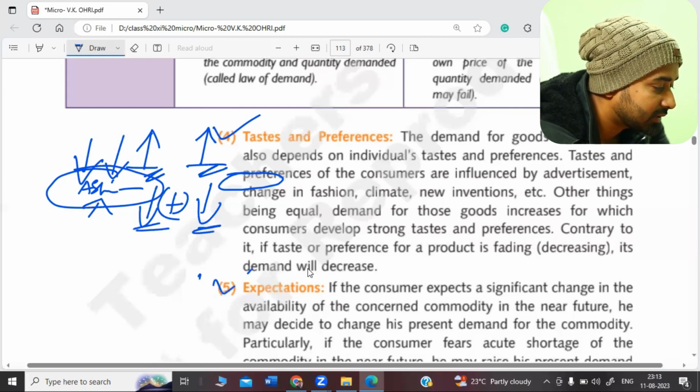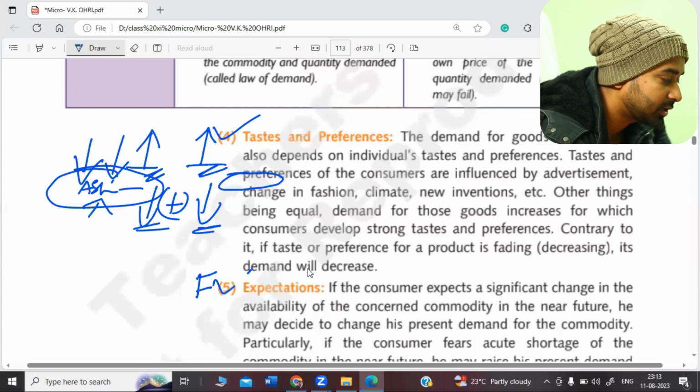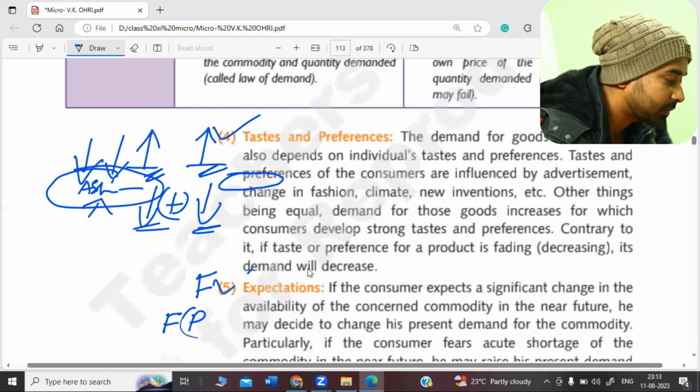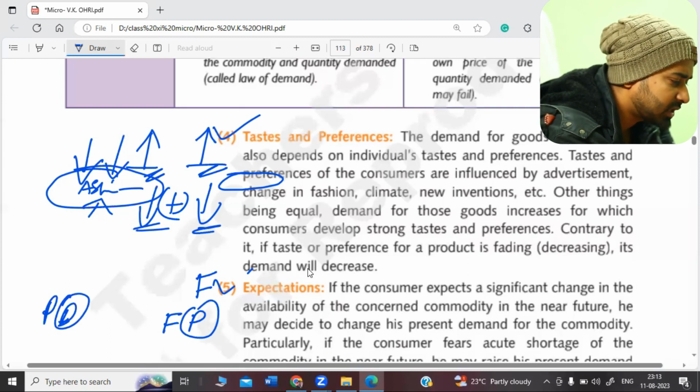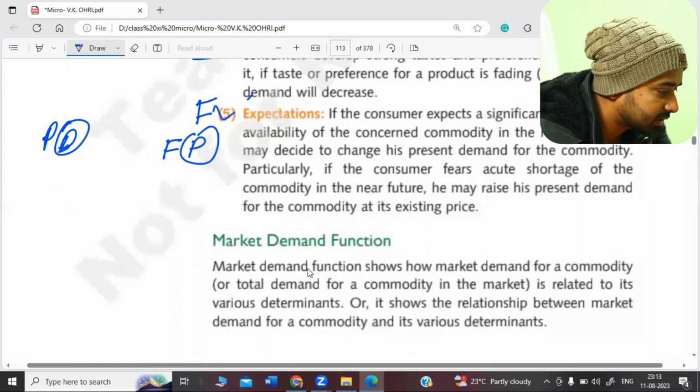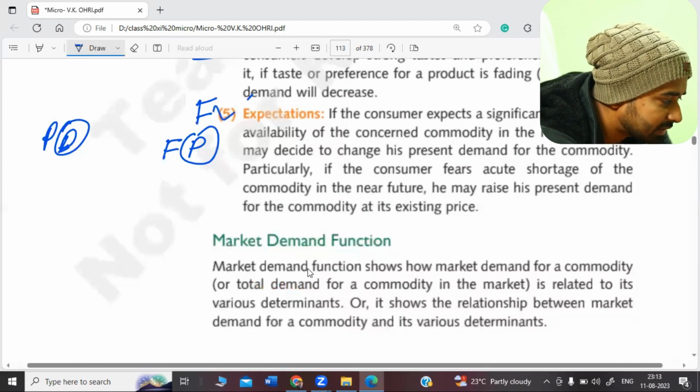Next, expectation. Expectation is otherwise known as future expectation. Now think about the future price. Future price, present demand, future expectation, like that we will find out. Just concentrate a little here. Future price, what is that?